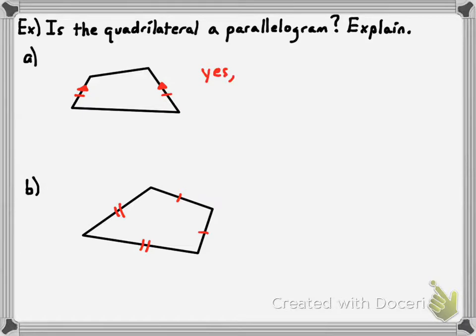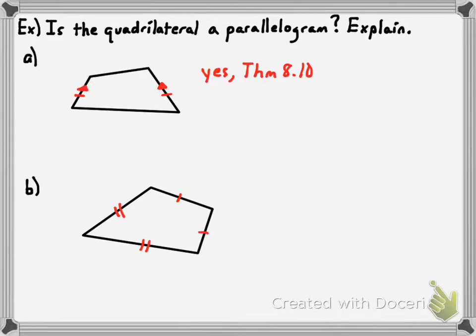And the reason for that then is we could say theorem 8.10 justifies that this is a parallelogram, because we've shown that one pair of opposite sides is both parallel and congruent to one another.